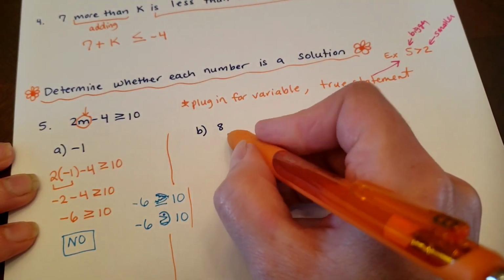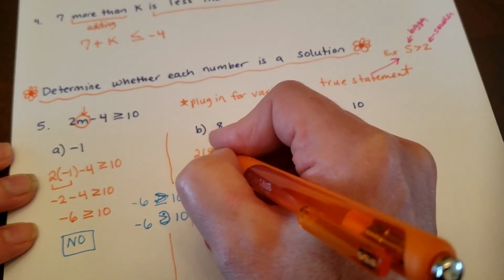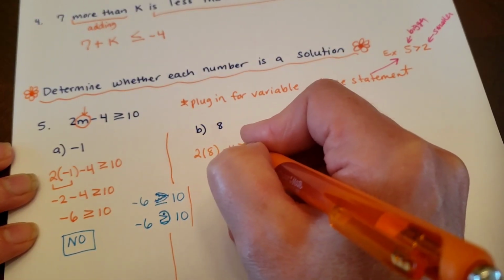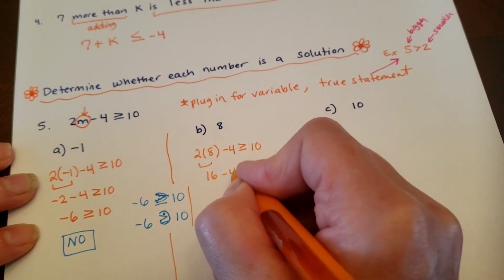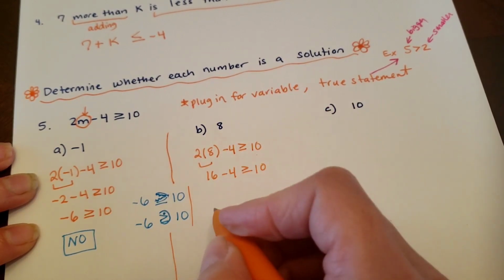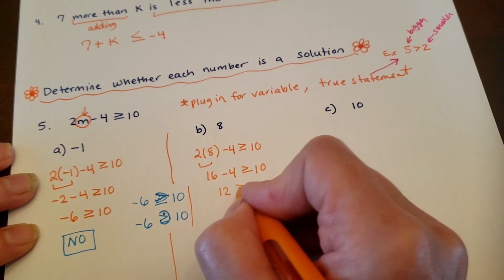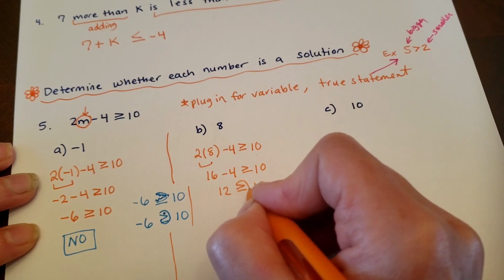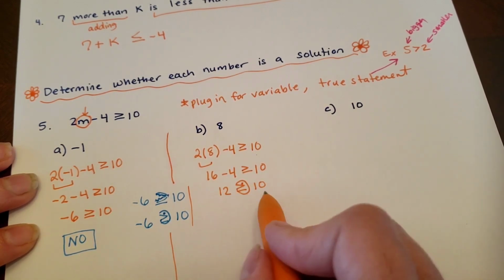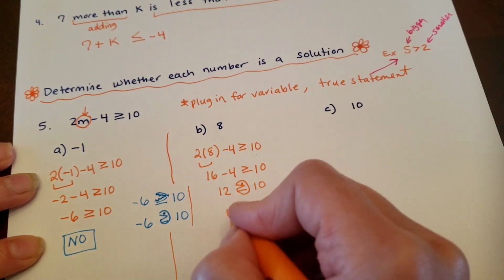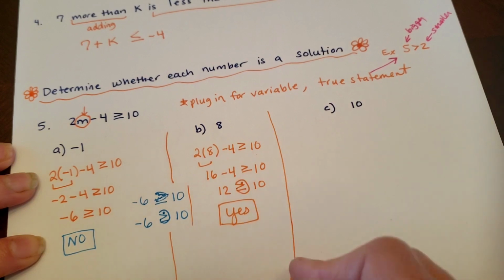So here we're going to plug in the same 8 right here. So copy this, but put in an 8. So 2 times 8 minus 4 greater than or equal to 10. 2 times 8 is 16 minus 4 greater than or equal to 10. This is going to give us 12 greater than or equal to 10. Again, if you need to, draw the Pac-Man or the alligator. 12 bigger than 10? Yes. So that is a true statement.